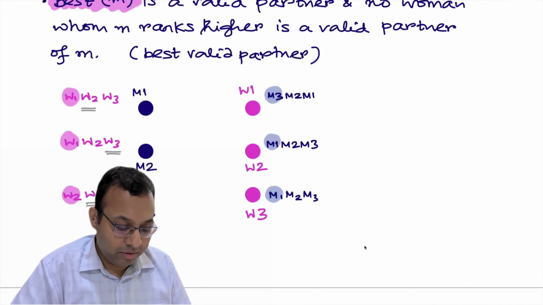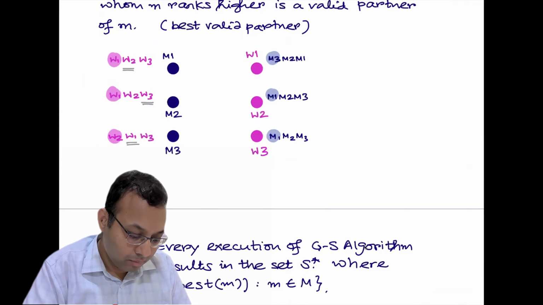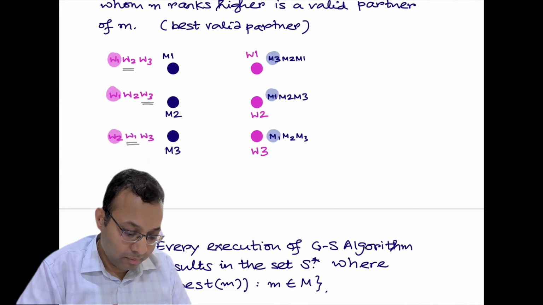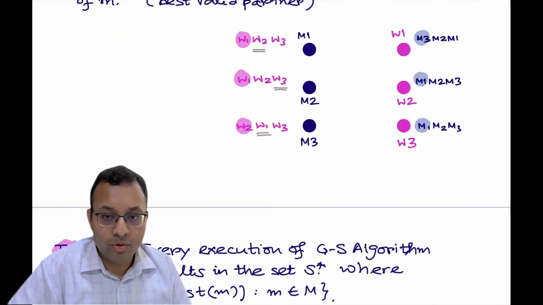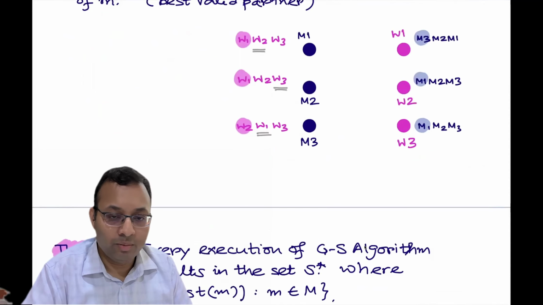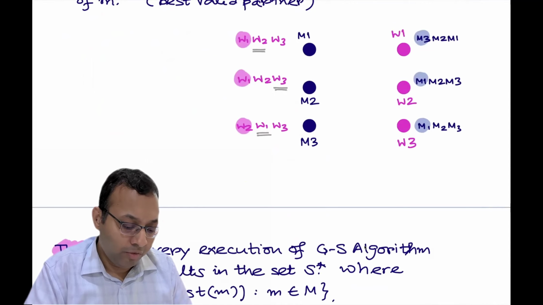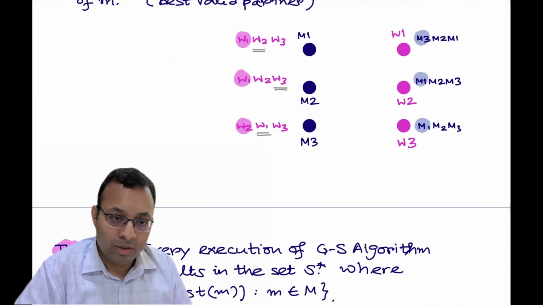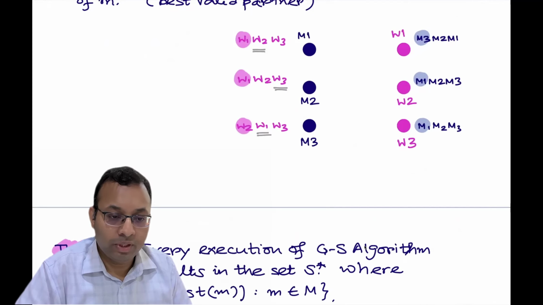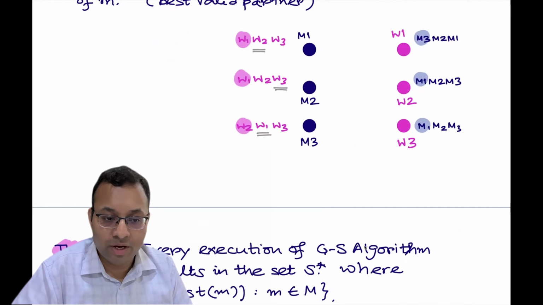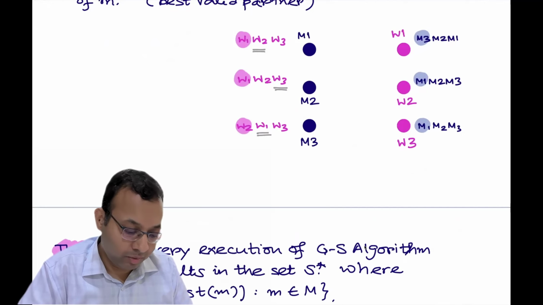So in this case, we have three men, M1, M2, M3, and three women, W1, W2, W3, and these are the preferences. Now, if you look at the top partner, M1's top preference is W1, M2's is W1, and M3's is W2. This is the top preference. But are these the best valid partners? So let's run the algorithm and see what kind of solution it returns.